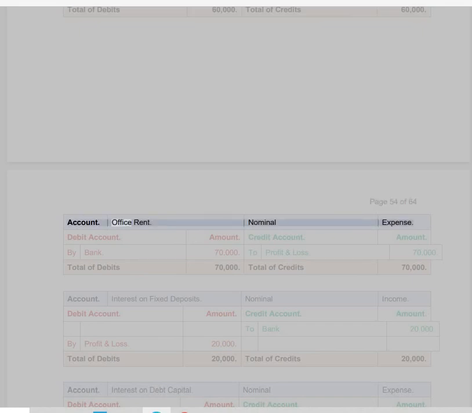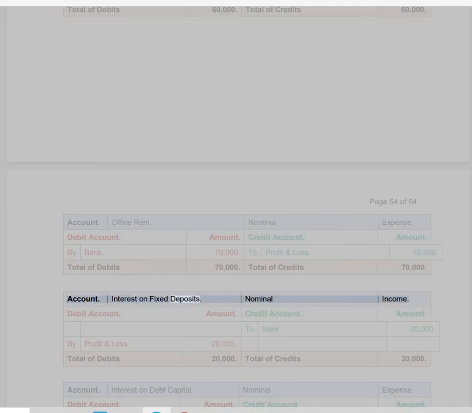Account: office rent. Nominal expense. Debit account, amount. Credit account, amount. By bank, 70,000, to profit and loss, 70,000. Total of debits 70,000. Total of credits 70,000.